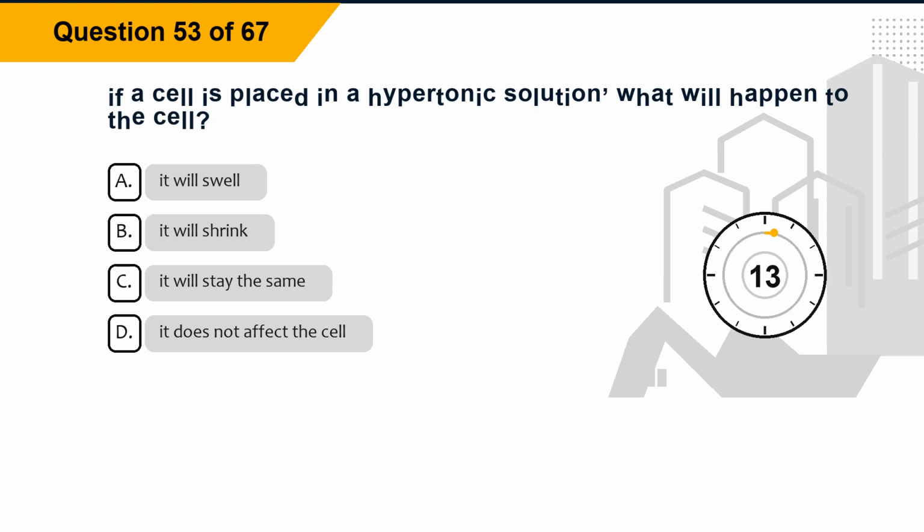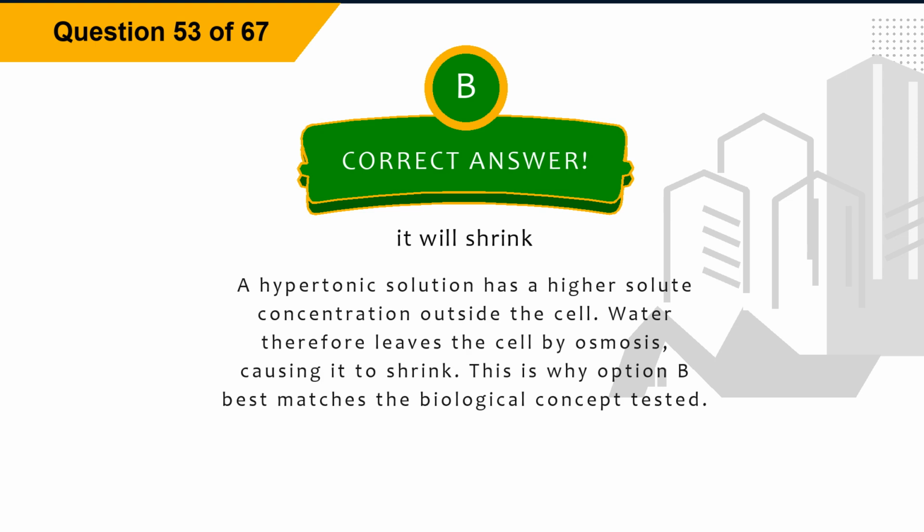Question 53. If a cell is placed in a hypertonic solution, what will happen to the cell? Option A, it will swell. Option B, it will shrink. Option C, it will stay the same. Option D, it does not affect the cell. The correct answer is option B, it will shrink. Explanation. A hypertonic solution has a higher solute concentration outside the cell. Water therefore leaves the cell by osmosis, causing it to shrink. This is why option B best matches the biological concept tested.